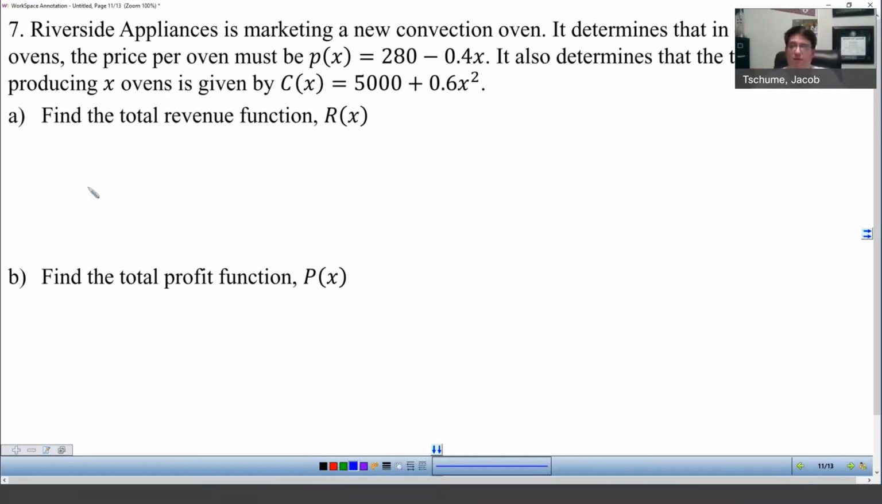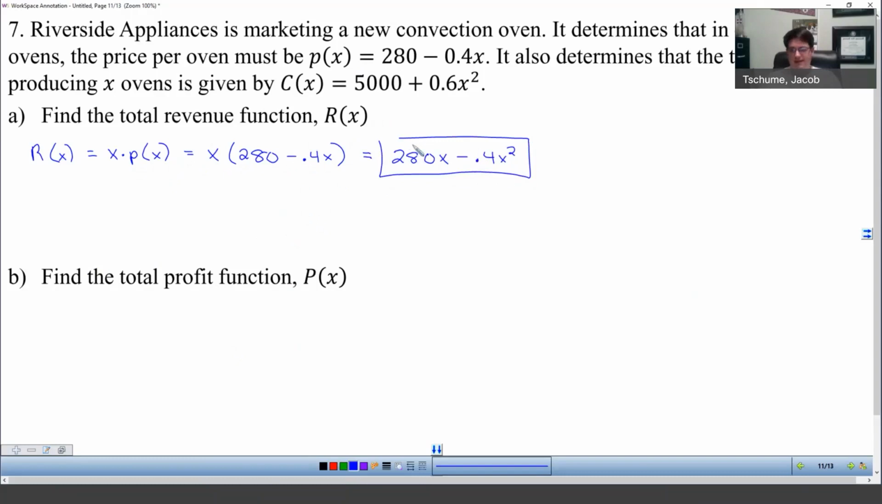Now, I didn't give you what revenue is, so from our formulas from earlier, we can say that revenue is equal to x times your price function. Now, I did give you a price function up here, so I can write this as x times (280 minus 0.4x). And if I distribute that x to both terms, that is 280x minus 0.4x squared. That, or this, I guess I should say, is your revenue function.